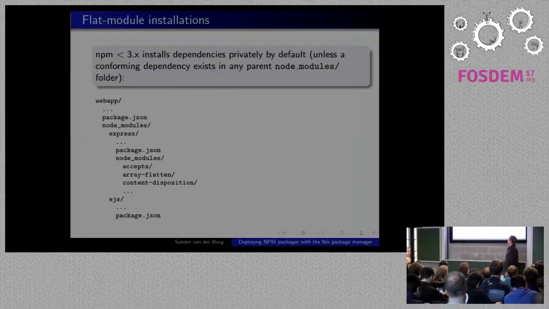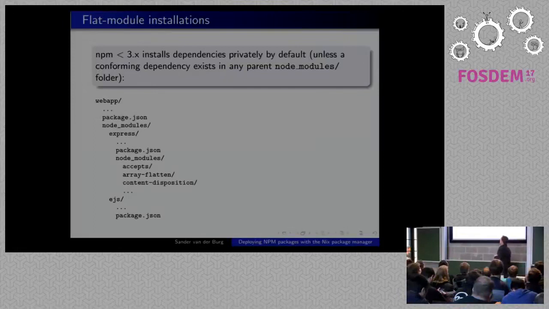So if you would, for example, use any version of NPM lower than 3.0, what happens is if you run NPM install, then all packages are installed privately by default, unless there is a shared dependency already satisfying any of the version specifiers. So what you can see here, for example, is an example web application that depends on Express and EJS. And these accepts and array flatten and content disposition are dependencies of Express, but they're installed privately for the Express package.